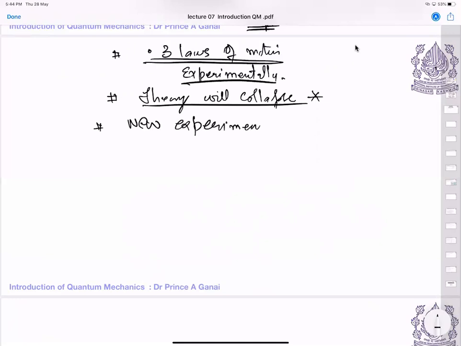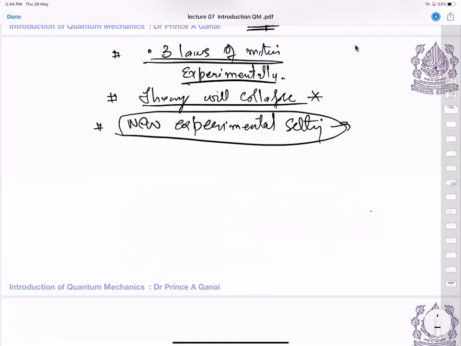Experimental setting, fine. And that challenges your existing theories, right? A new experimental setting challenges your existing theory. Then what do you do? From these new experiments, you figure out the basic ideas that go within these experiments. Those ideas you call postulates. And these postulates, you cannot prove them. All you can do is verify them through the experiments, right?